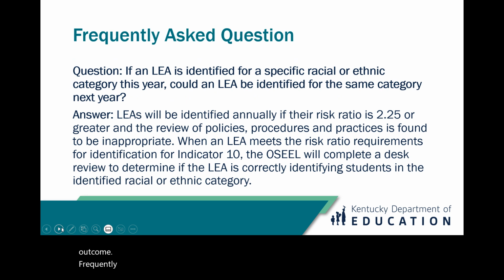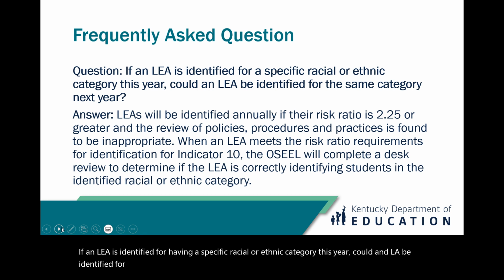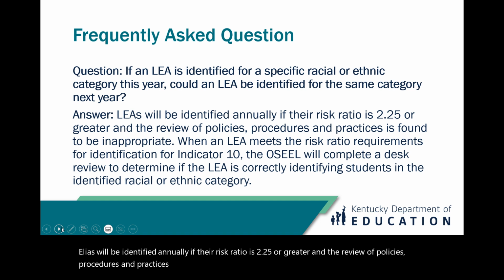Frequently asked question. Question. If an LEA is identified for having a specific racial or ethnic category this year, could an LEA be identified for the same category next year? Answer. LEAs will be identified annually if their risk ratio is 2.25 or greater, and the review of policies, procedures, and practices is found to be inappropriate.